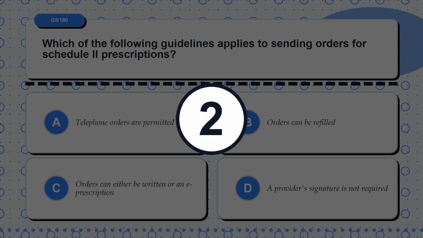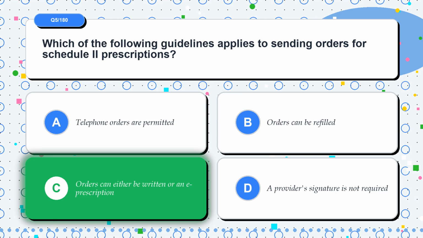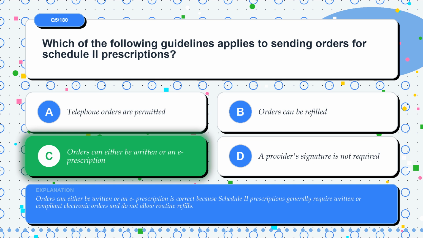The correct answer is option C. Orders can either be written or an e-prescription. Orders can either be written or an e-prescription is correct because Schedule Roman II prescriptions generally require written or compliant electronic orders and do not allow routine refills.